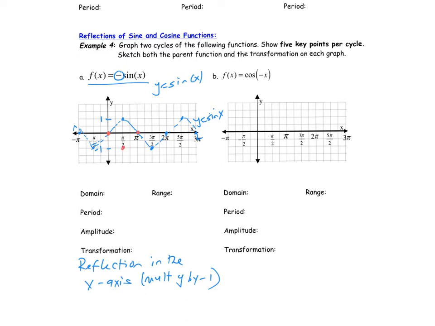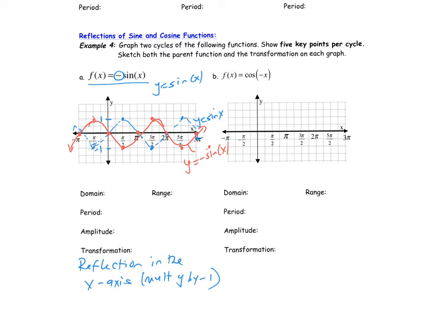Or this may be easier just to reflect all the points rather than thinking of multiplying by negative 1. So I'm going to reflect the point negative pi over 2, negative 1 to negative pi over 2, 1. And all the points that are on the midline at y equals 0 stay there. So the red graph that I'm drawing is y equals negative sine of x. All right, let's do the analysis.